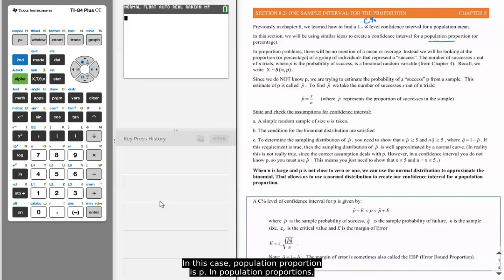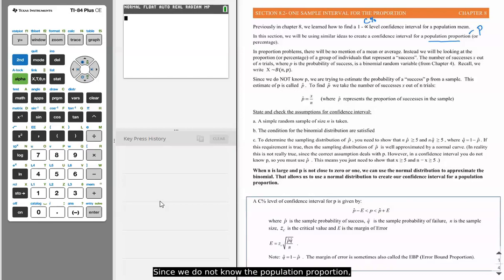Population proportion in this case is p. In population proportions, there will be no mention of a mean or average. Instead, we will be looking at the proportion or percentage of a group of individuals that represent a success. The number of successes x out of n trials, where p is the probability of success, is a binomial random variable, and we talked a little bit about this from chapter 4. Now, recall, we write the random variable is distributed binomial, where n is the number of trials and p is the probability of success.